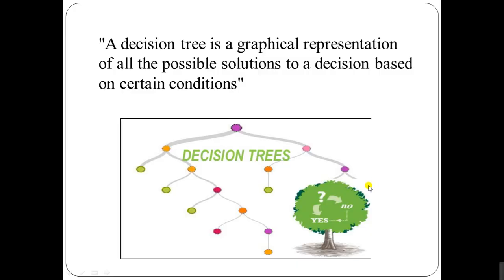So, what is a decision tree? A decision tree is a graphical representation of all the possible solutions to a decision based on certain conditions. What is the meaning of the term decision tree? It looks like a tree, right? In a similar way, it has a root, nodes, leaves, like that. So that we will discuss in this session.